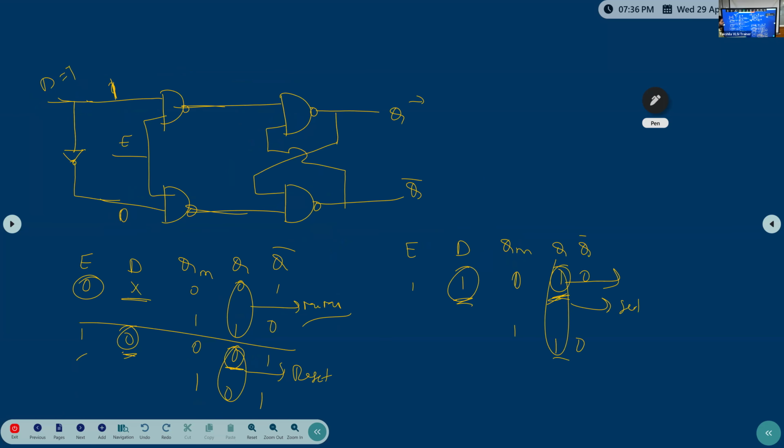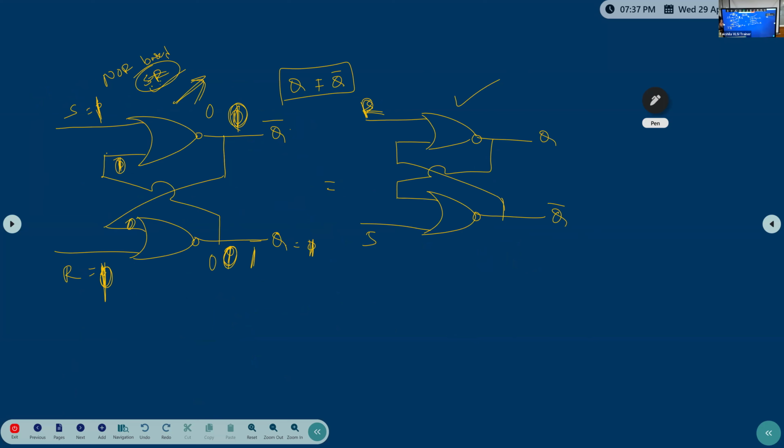Whatever latches we discussed, the SR latch and the D latch, all of these store only 1 bit, a single bit. Either they store 0 or they store 1. Most people think latches store a single bit and flip-flops store a double bit. No, a latch stores a single bit and a flip-flop also stores a single bit.